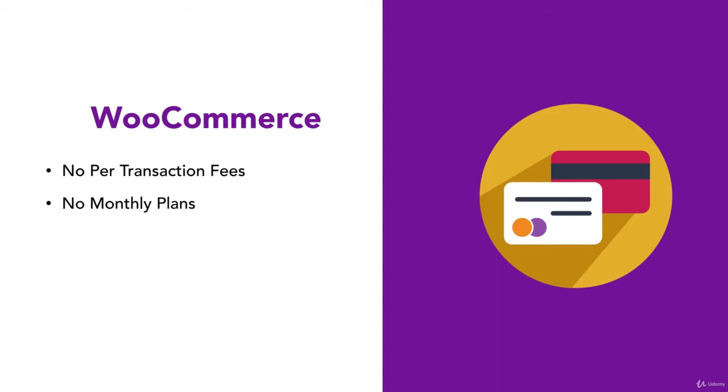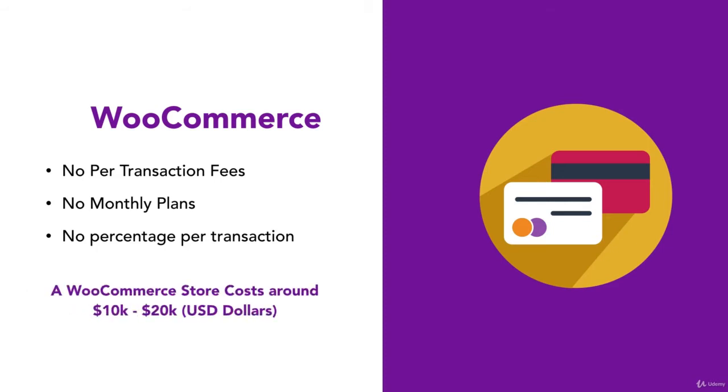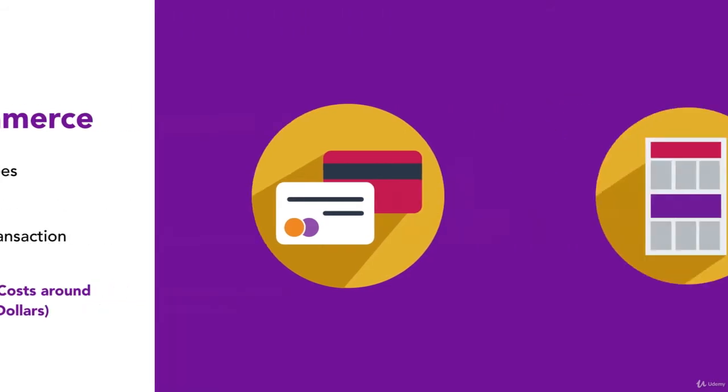In WooCommerce, there are no monthly plans, so the plugin is free. You can install WordPress and then install WooCommerce. Everything is going to be free in WooCommerce. No percentage per transaction. The number one item in this list and the tier one may seem the same, but Shopify charges you per transaction and also charges you a percentage per transaction. And this is something really important. A WooCommerce store costs around $10,000 to $20,000, so that's a lot of money.